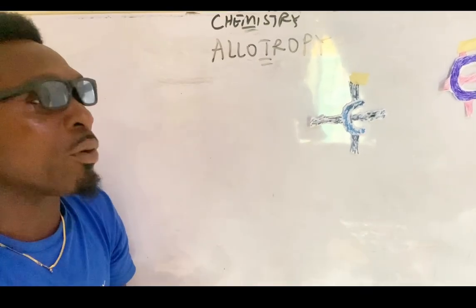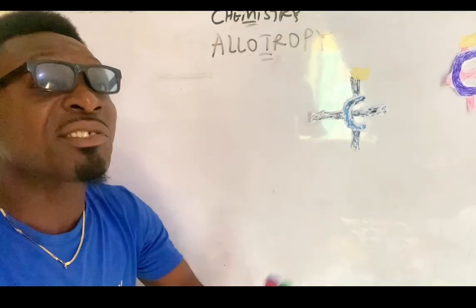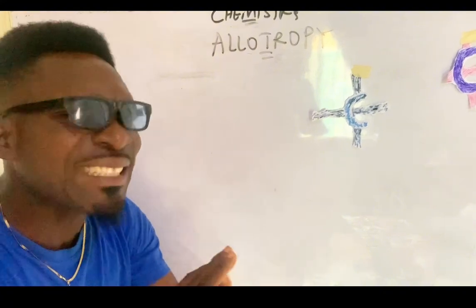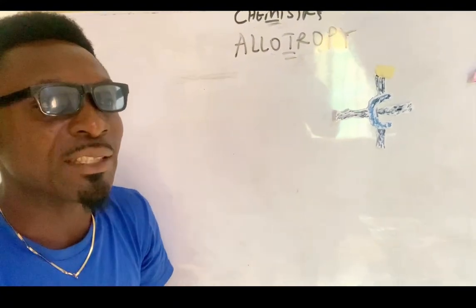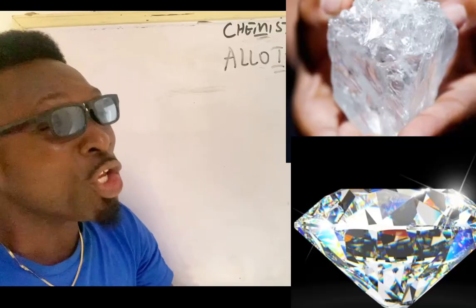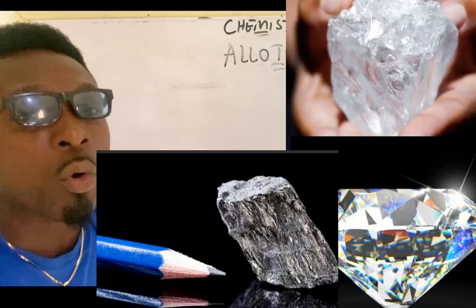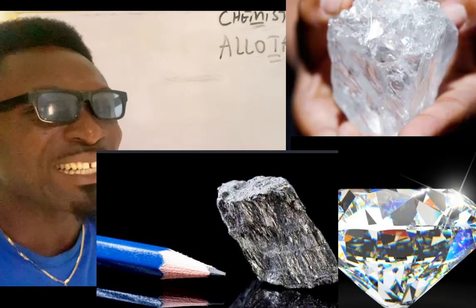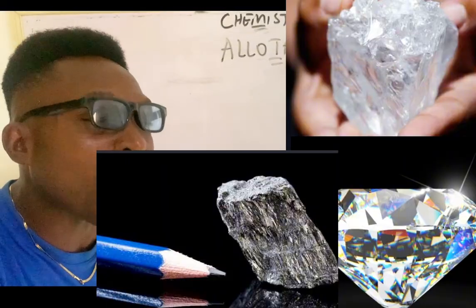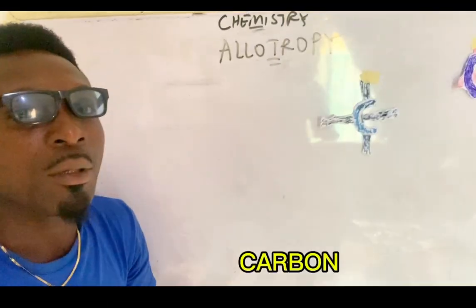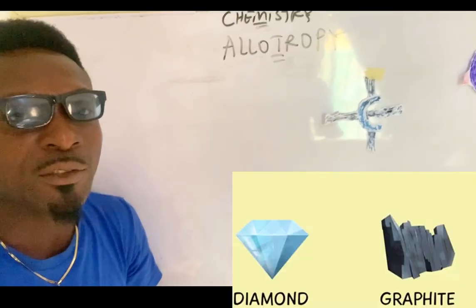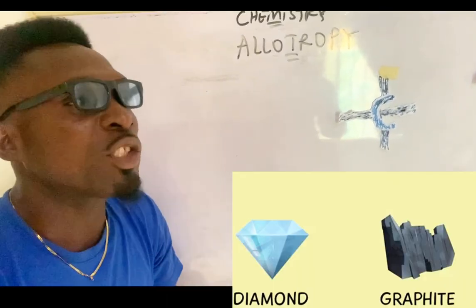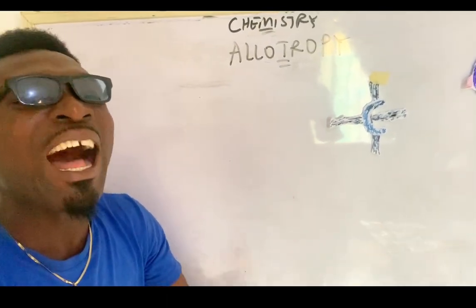Now, when you look at carbon, carbon is the 6th most abundant element in the world. Carbon can exist in different forms. Let's take, for instance, diamond, graphite, coke, and what we call fullerene. These are substances whose constituent atoms are carbon, but they exist in different forms. Now that is what we call allotropy. In this case, we are going to be talking about carbon allotropes.